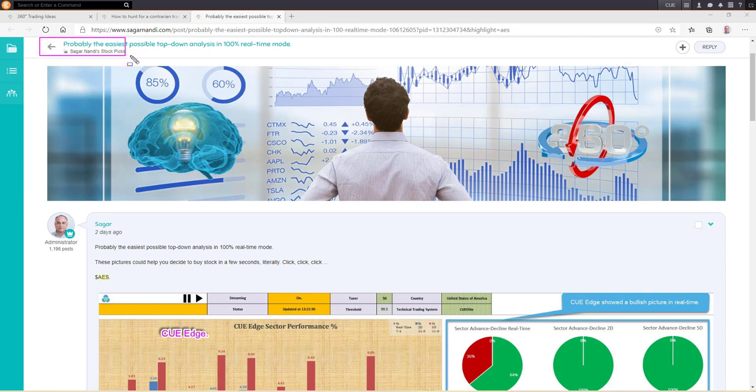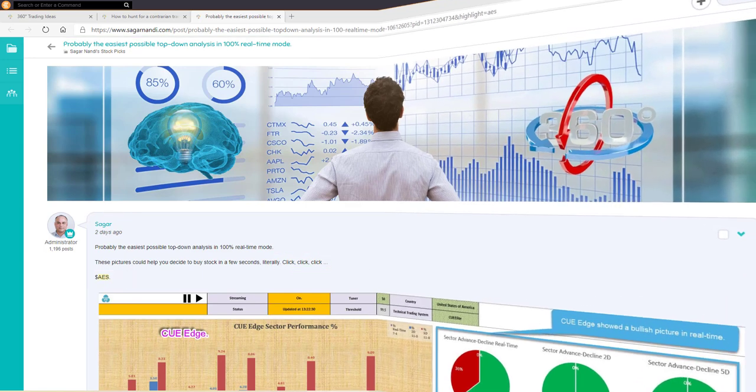On my traders forum on Friday, I shared a buy setup on AES. I shared it on Friday during market hours using the 100% real-time systems using simple clicks. You may look at the forum, but let me demonstrate how I found the trading idea using the live Q system.